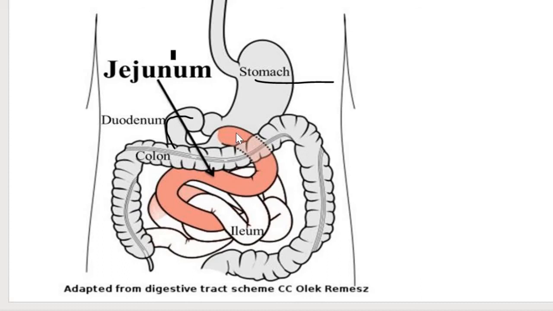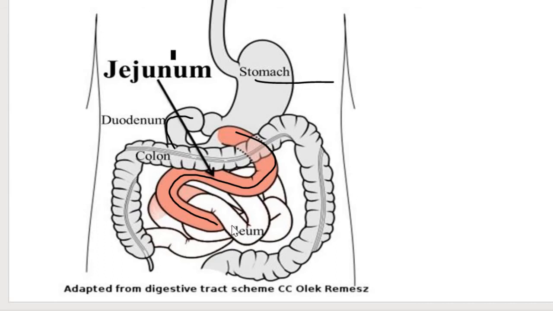After that, food enters into the jejunum. This region is called the jejunum. It is a comparatively coiled part. And in the jejunum, there is no digestion. It is around 2.5 meters in length, and there is no chemical digestion at all here.